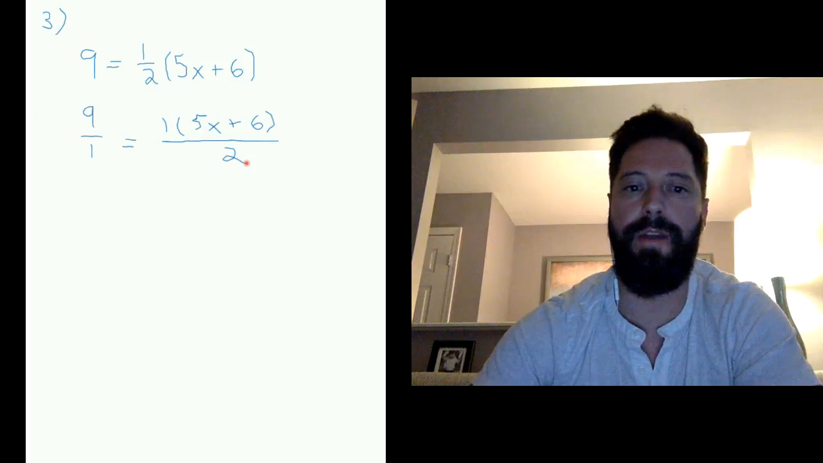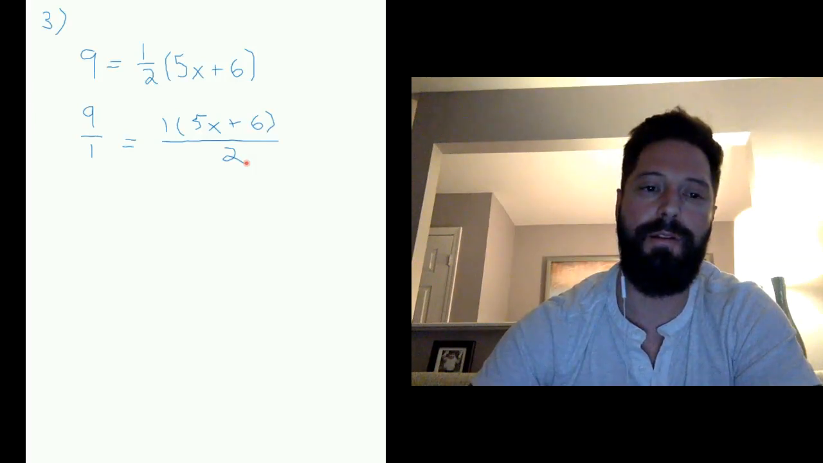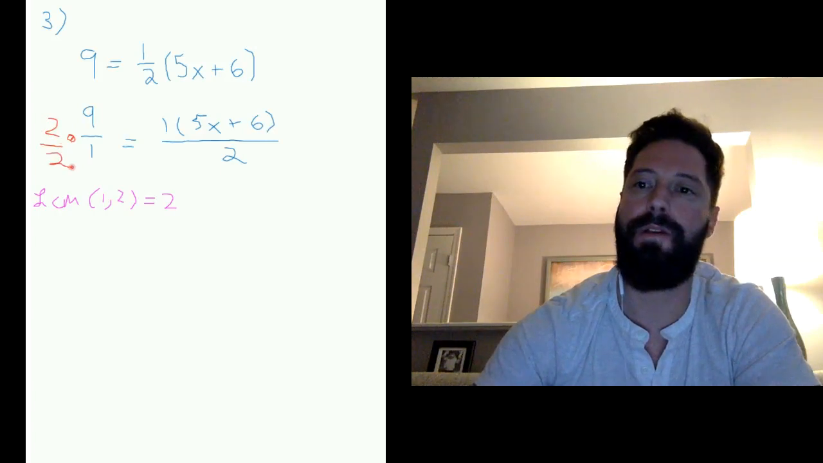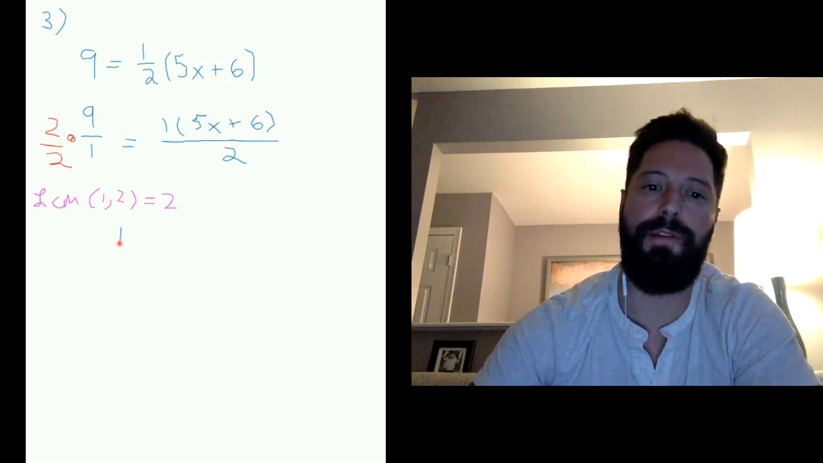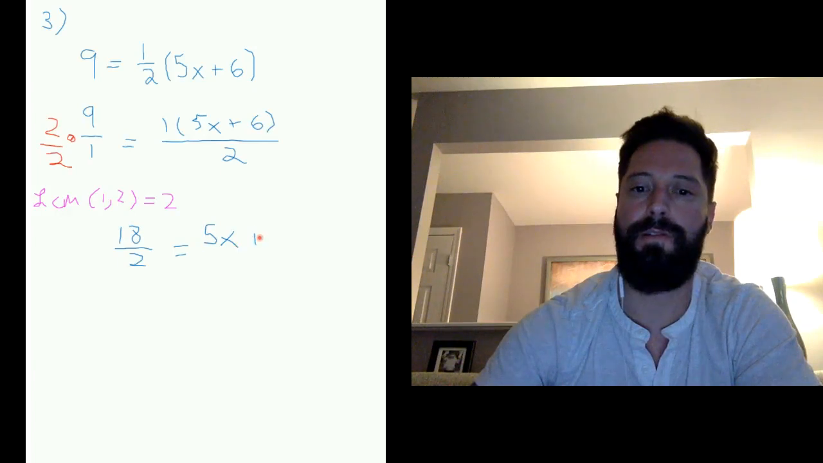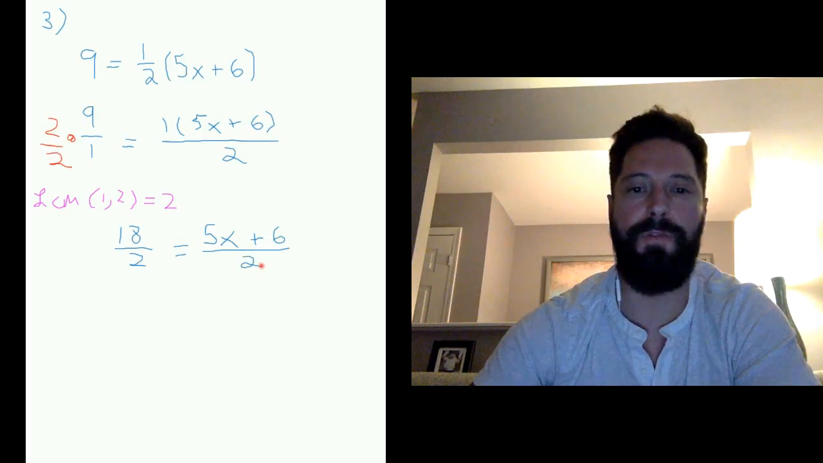Now we want to make all of the denominators the same. The least common multiple of 1 and 2 is 2. So we're going to multiply just this by 2 over 2. Okay? That gives us 18 over 2 equals 5x plus 6 over 2. I don't need to have those parentheses at this point. Doesn't matter if I keep them, it really doesn't.